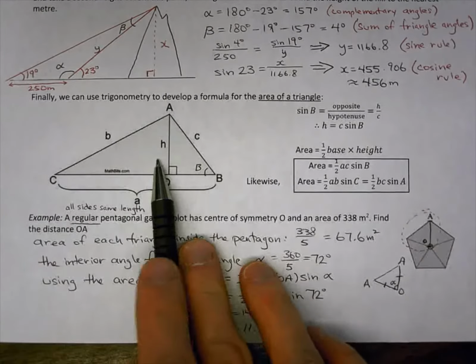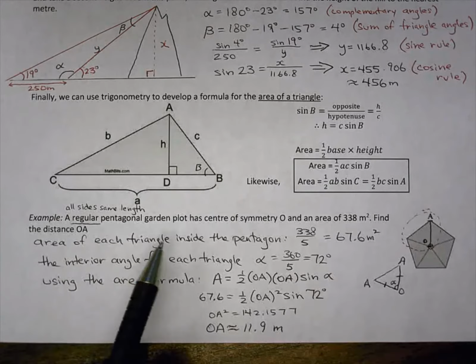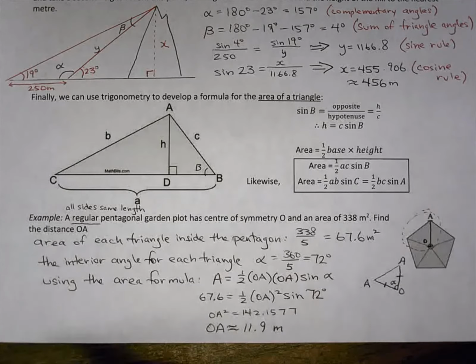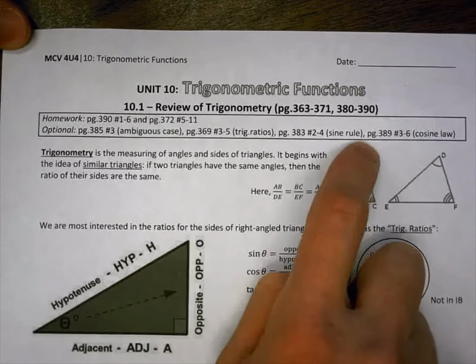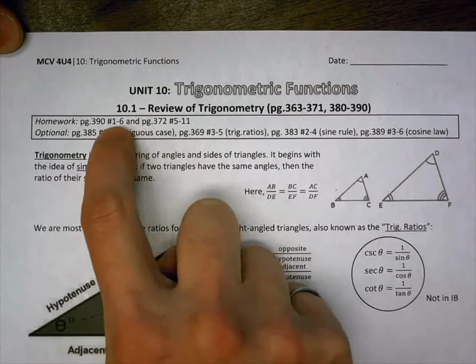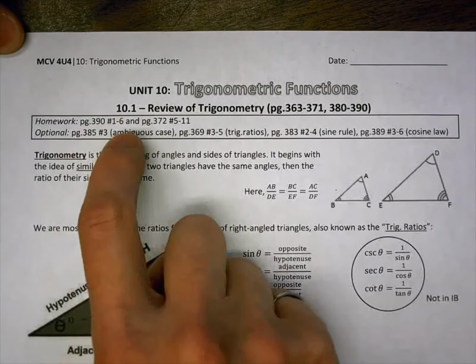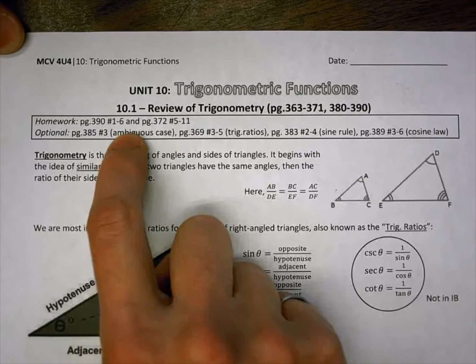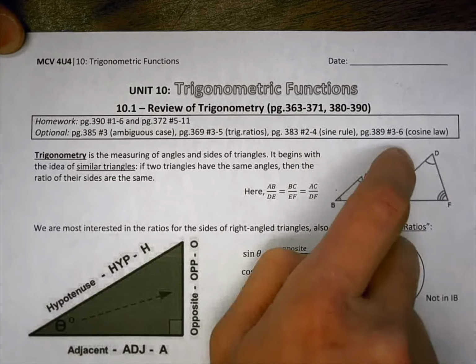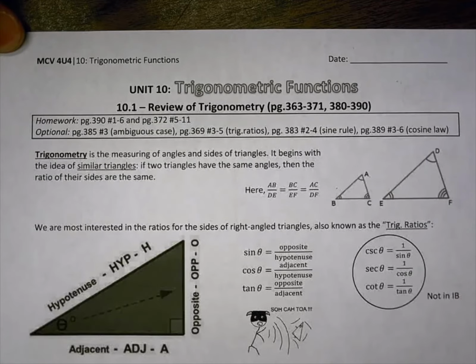This is a tricky question. Again, it's not the easiest example of using the area formula, but I want to kind of scare you into thinking, oh, I gotta spend some time on learning this. So like I said at the beginning, I've listed a lot of different homework you can do depending on how comfortable you feel with the topic. I would definitely recommend to do page 390, number 1 to 6, and 372, number 5 to 11. That is area of a triangle stuff and also some more difficult problems. And then depending on how you're feeling, or if you're shaky with any of these concepts, I've told you which questions you could do to target those concepts. So good luck remembering all that trig stuff, and we'll see you next time.